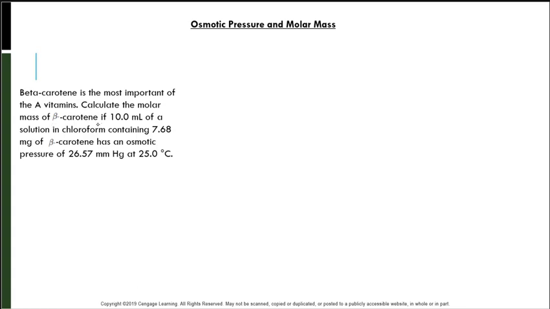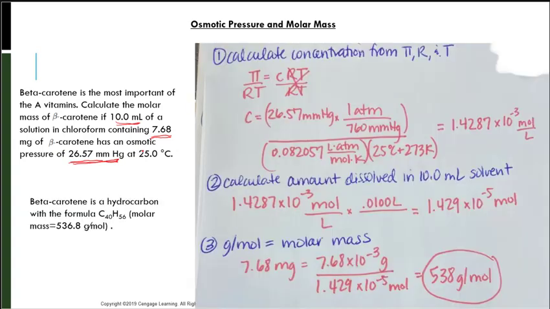Calculate the molar mass of beta-carotene if 10 milliliters of a solution in chloroform containing 7.68 milligrams of beta-carotene has an osmotic pressure of 26.57 millimeters of mercury at 25 degrees Celsius. Well, let's find the concentration. Since I know osmotic pressure, I know R, and I know temperature, I'm going to rearrange my formula here to solve for concentration.